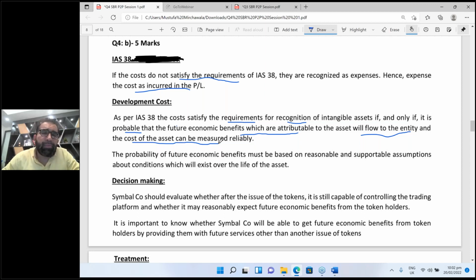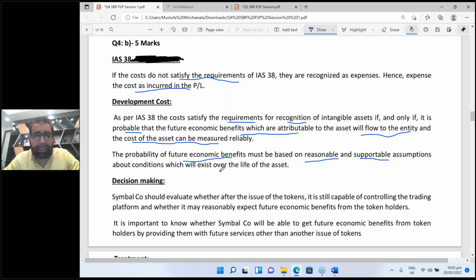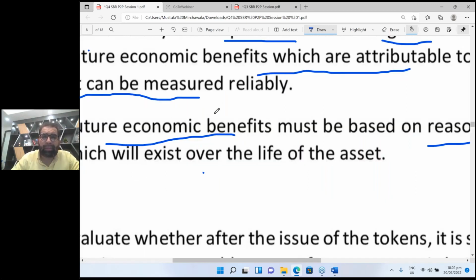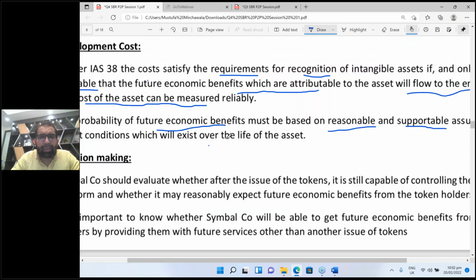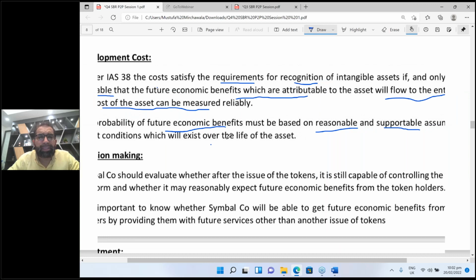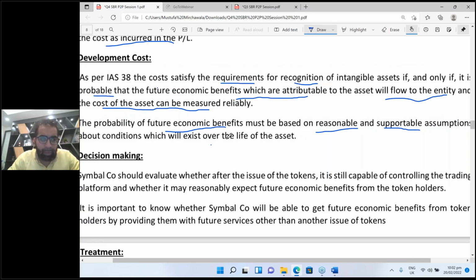Plus one more thing: an asset is anything for which the future economic benefit is in your control. The probability of future economic benefit must be based on reasonable and supportable assumptions about conditions which will exist over the life of the asset. That means the assumptions should be reasonable. Okay, now, decision making.